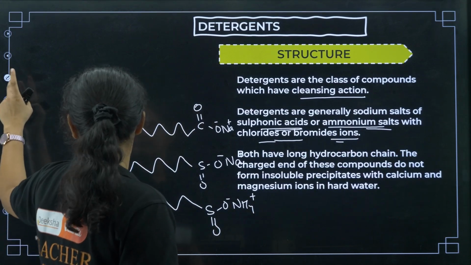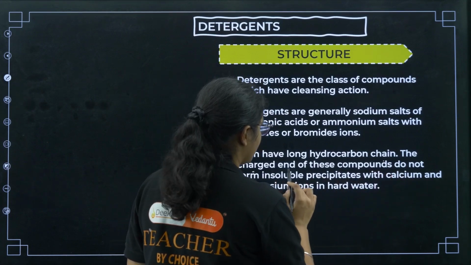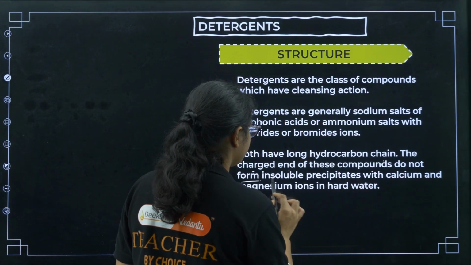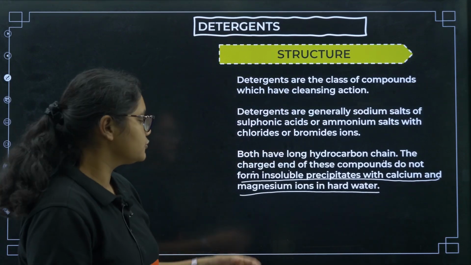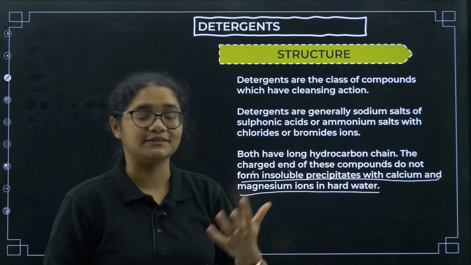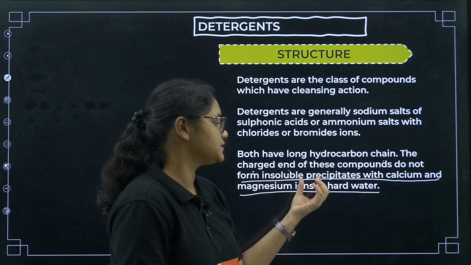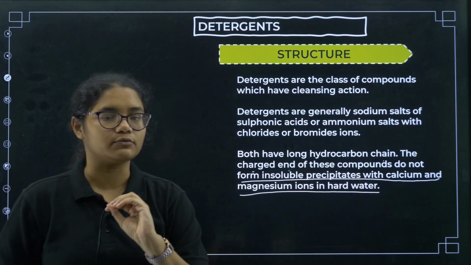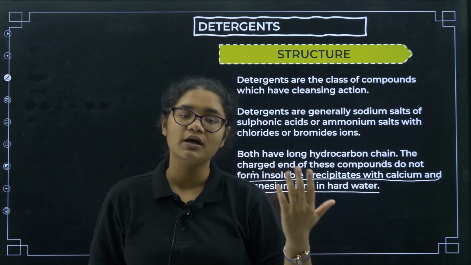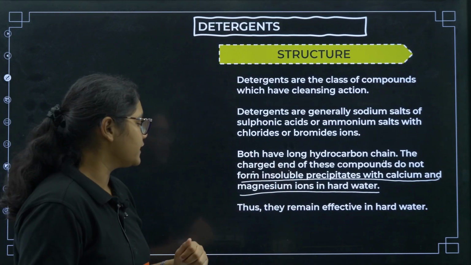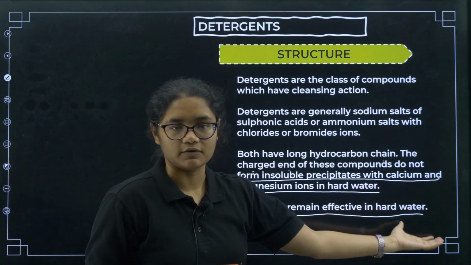Now, what is the advantage of that? Both have a long hydrocarbon chain. The charged end of these compounds does not form an insoluble precipitate with calcium and magnesium ions in hard water. So in case of detergents, because of the presence of sulfonic acid, they do not form any precipitate with magnesium or calcium salts. That is why they do not form any scum, and we can use detergents even in hard water. They remain unaffected and effective in hard water.